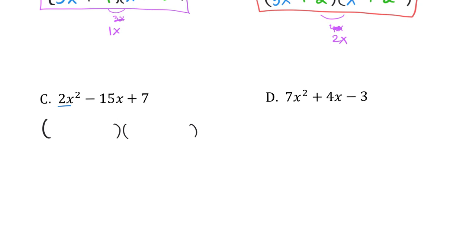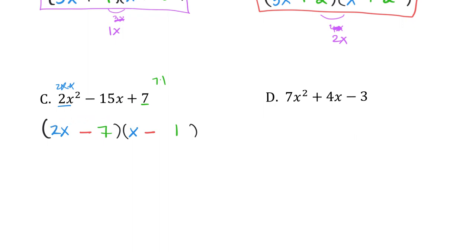Okay, 2x squared, 2x and x, 2x, x. Okay, this is 7. 7 times 1. Could be 1 times 7. I'm just gonna guess and see what happens. Okay, now it's supposed to add up to negative 15. It's gonna be a minus minus. You can fix it later, but if you know the sign right away, you can check it.